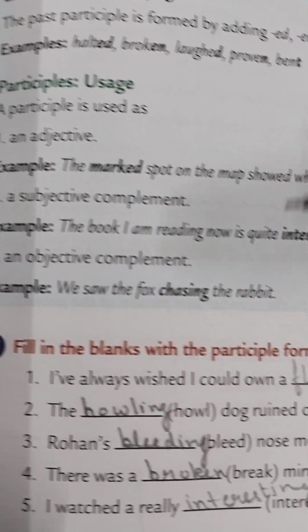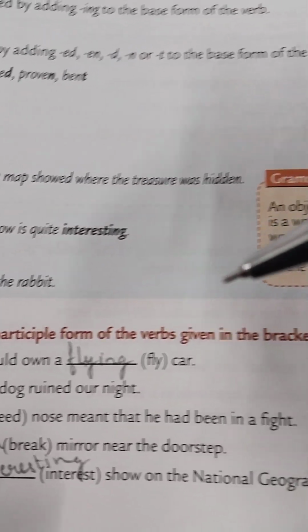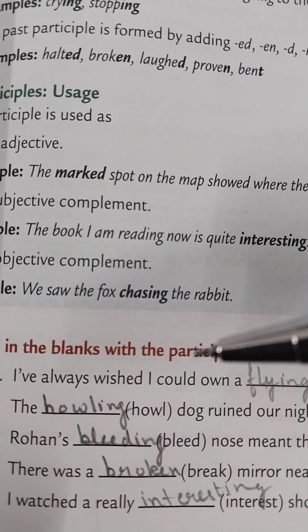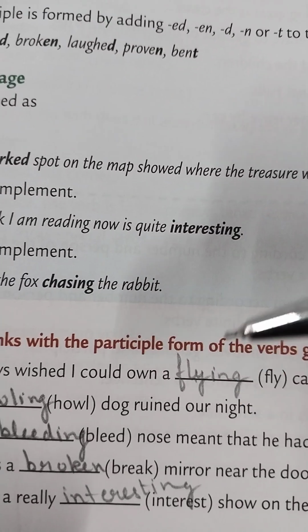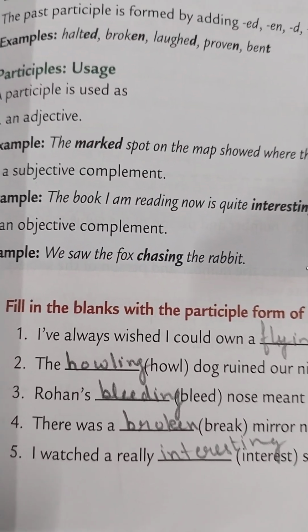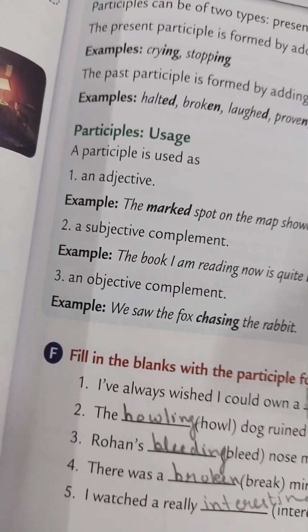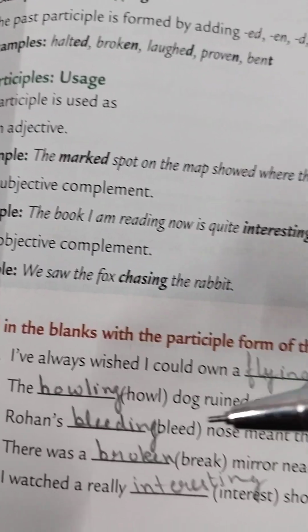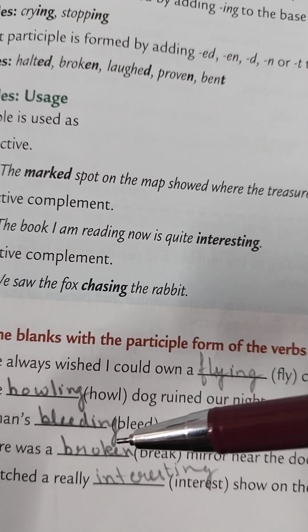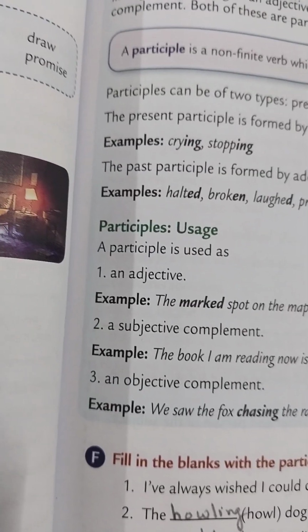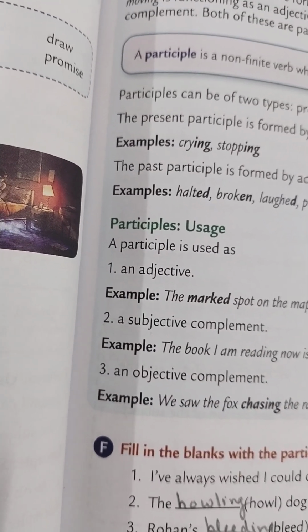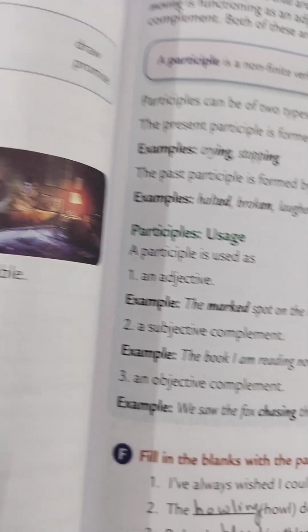Now see question number F. Fill in the blanks with the participle form of the verbs given in the bracket. I have always wished I could own a flying car. Now flying, children, is formed by adding ing to the verb fly and it is a participle. Next, there was a broken mirror near the doorstep. Now we have formed this participle by adding n to the verb broke. Now similarly, children, you will do this whole question.